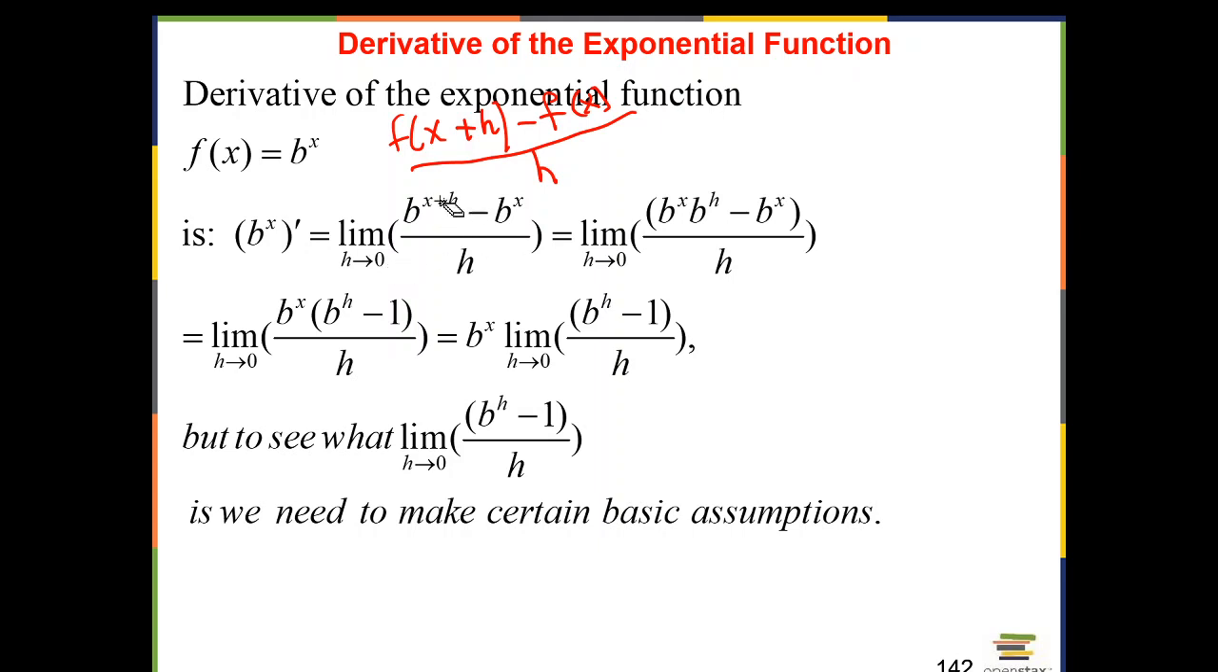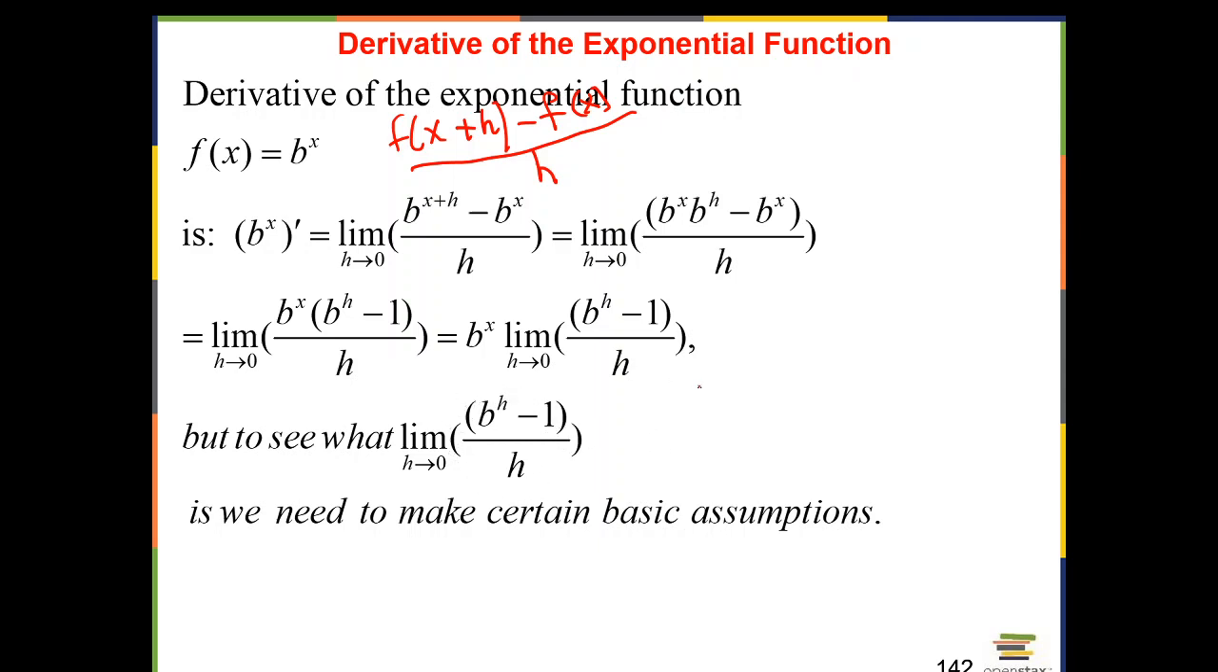And then you know that if you have b to x plus h, we can write it as b to x times b to h, because the exponents get added, right? So now we take the b to x out and we get this. And notice that all of these have h in them. B to x doesn't have an h in it. So we can put the b to x out of the limit. And then we get stuck because we don't know what to do with this.